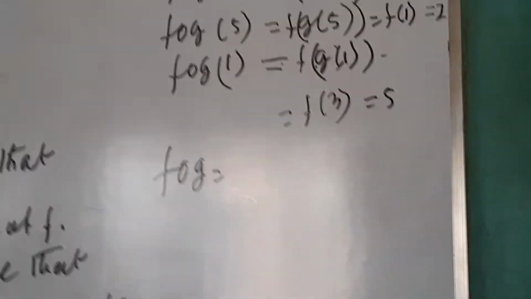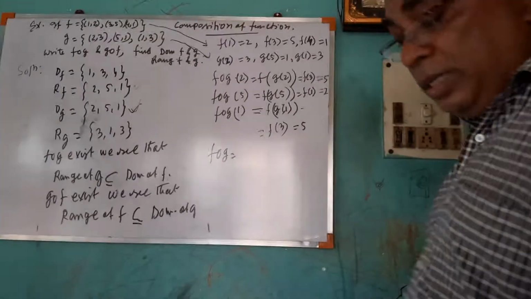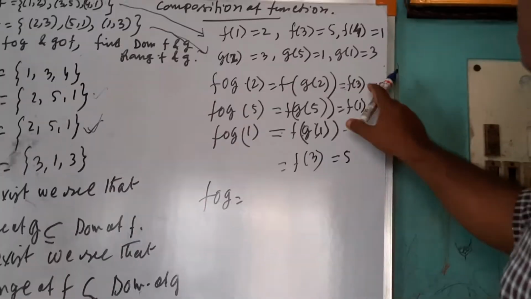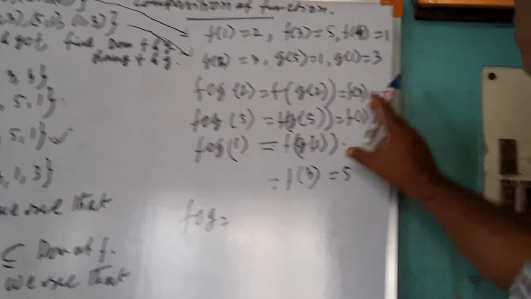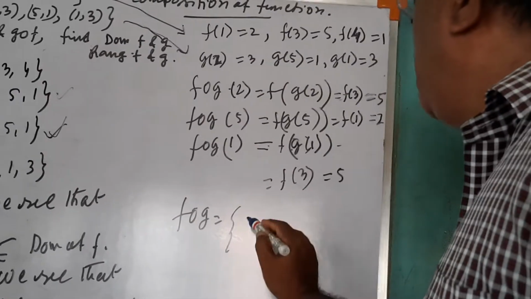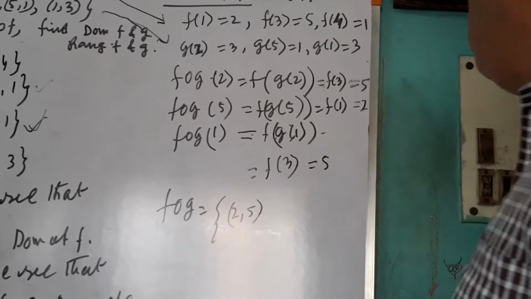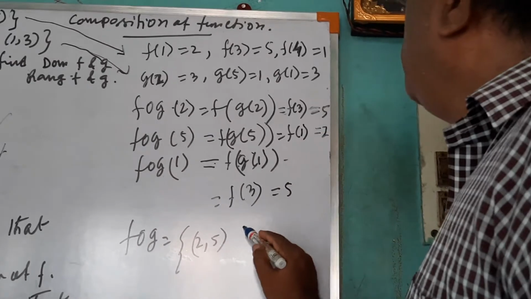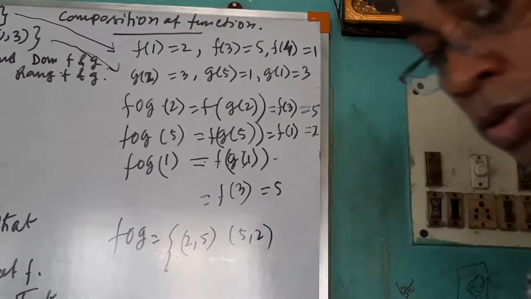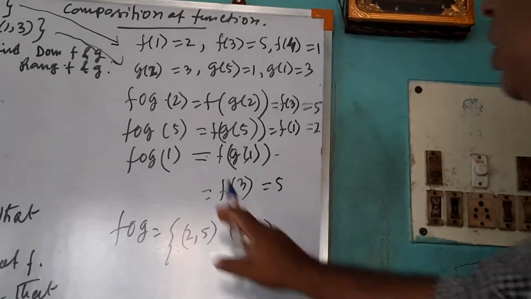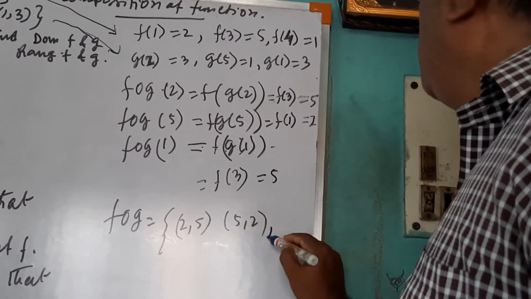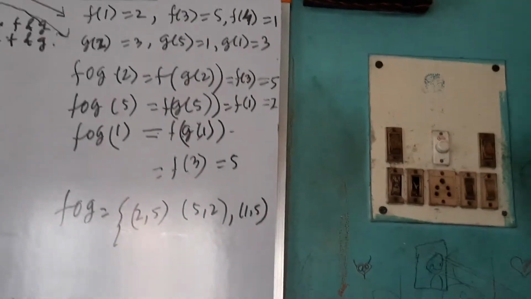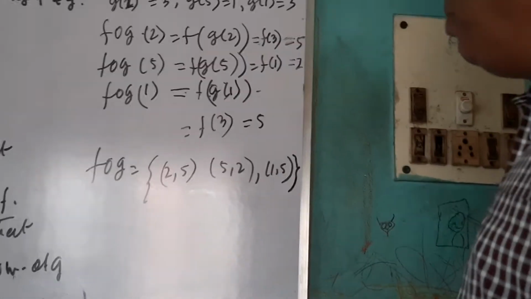Therefore FOG can be written as, when it is 2, then it is 5. So it comes, that is second bracket, 2, 5. Then when it is 5, then it is 2. That is 5, 2. When it is 1, then it is 5. Then 1, 5. This is actually FOG.